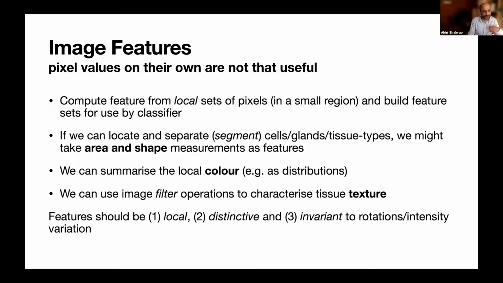Well, features should be local, they should be distinctive, and in some sense they should be invariant to rotations and intensity variations. Okay, so let's look at the first example, which is histograms of color. These are the simplest things we can do, which is to find out what is the distribution of colors of a given region of an image.